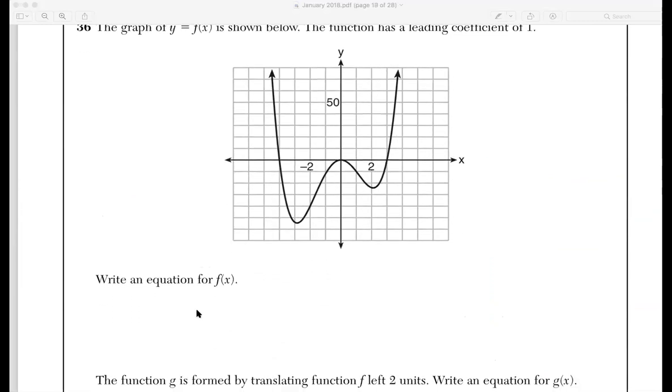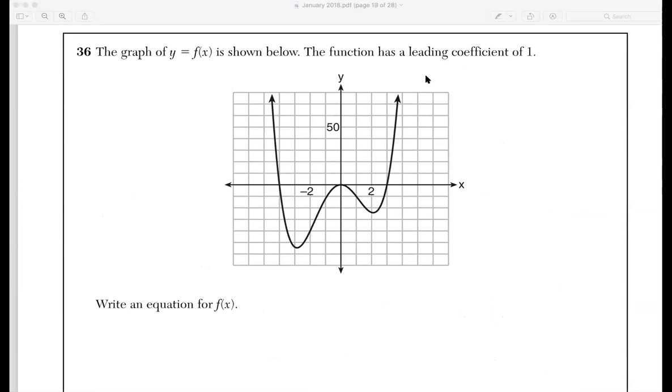Over here, this is a good one. You guys could definitely do this if you see this in January. The function has a leading coefficient of 1. Write an equation. Well, what are its zeros? Right, its zeros are -4, 0, and 3, which means we could write this as f of x equals x plus 4, x plus 0, x minus 3, and that's sufficient. So that's it. That's the answer.